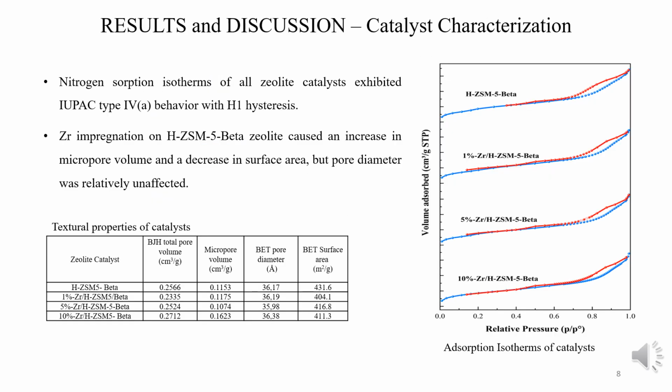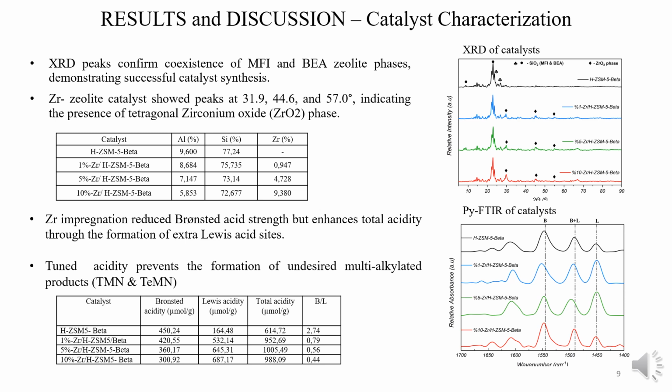Moving into the results and discussion phase, let's first focus on the characterization of the zeolite catalysts. As seen in the figure, nitrogen sorption isotherms for all zeolite catalysts displayed IUPAC type 4 behavior with an H1 hysteresis. Notably, the impregnation of zirconium on the zeolite catalyst had distinct effects on its properties, which are shown in the table. It was observed that there was an increase in micropore volume and a decrease in surface area. However, the pore diameter remained relatively unaffected. These observations are crucial for understanding the changes in the catalyst structural properties and have a direct implication for its catalytic activity. In addition, XRD analysis confirmed the coexistence of MFI and BEA zeolite phases.